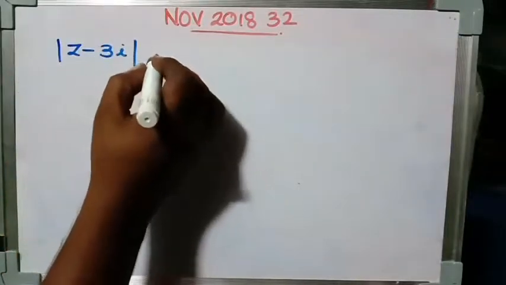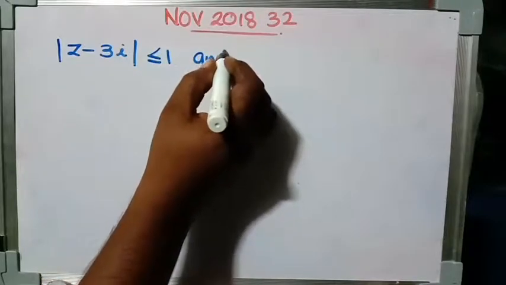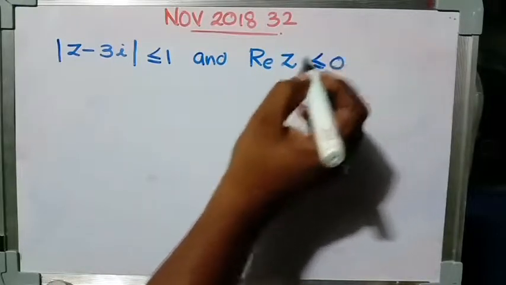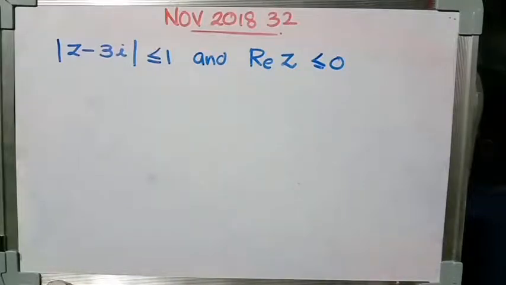The next part of the question is about the Argand diagram. On a sketch of an Argand diagram, shade the region whose points represent the complex numbers z satisfying both the inequalities mod z minus 3i less than or equal to 1 and the real part of z less than or equal to 0, where Re z denotes the real part of z. Find the greatest value of argument of z. So before going for that, let's make the Argand diagram.